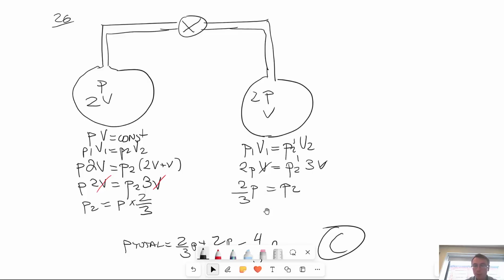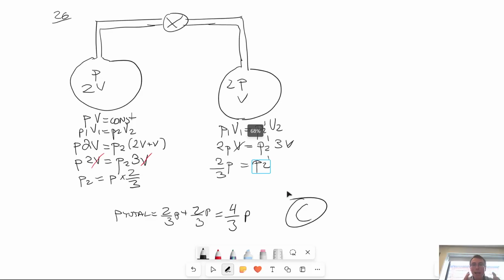So rearranging for that, we're going to get that P2 prime is equal to 2/3 of the initial pressure. Finally, we just need to add the two pressures, and what we're going to get is 2/3 P plus 2/3 P. That's going to give me 4/3. Therefore, the correct answer is C.